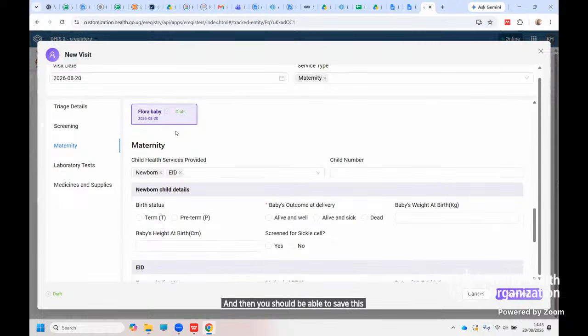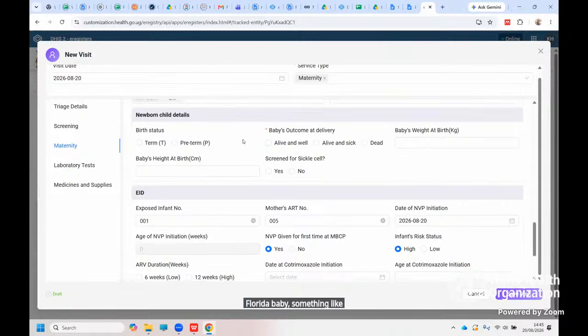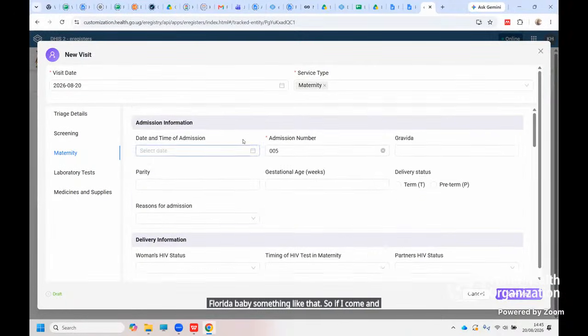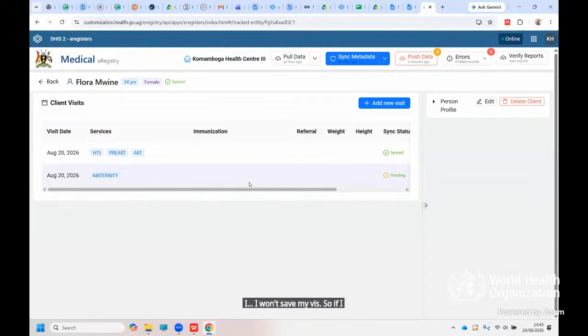And I call this child Flora baby, something like that. So if I come and I save here, I am going to save my visit. So if I save my visit, now this child here has been registered in the system.